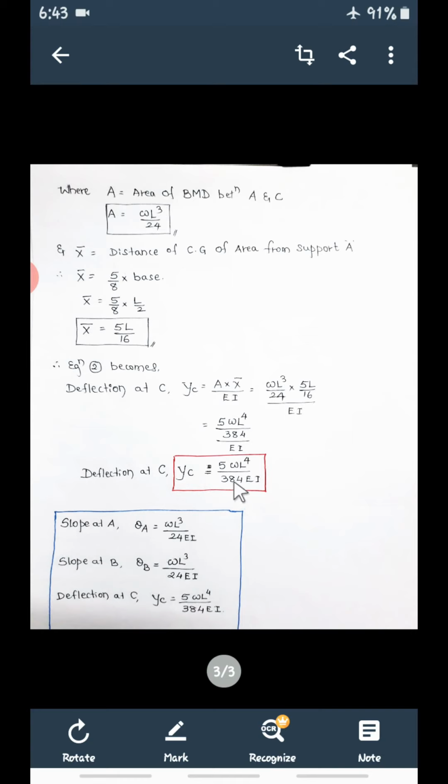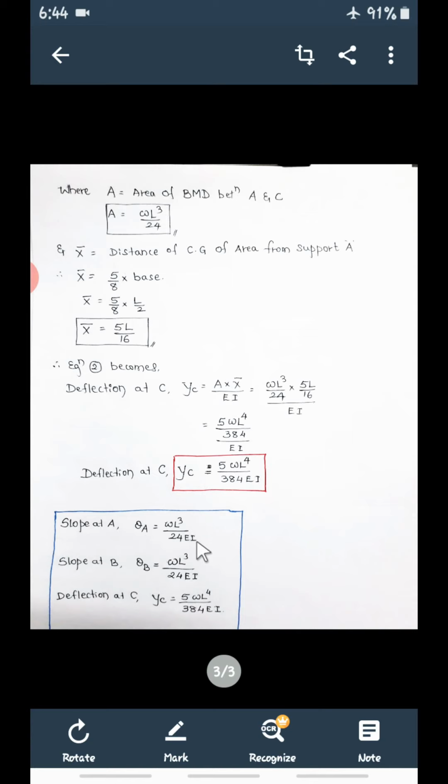So it is 5WL raised to 4 divided by 24 into 16, which is 384. So 5WL raised to 4 by 384, with EI at the bottom. That is the deflection at point C. Deflection at A is 0, B is 0, and deflection at C will be 5WL raised to 4 divided by 384 EI.